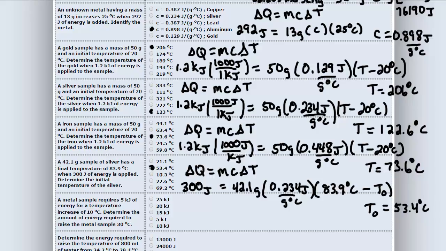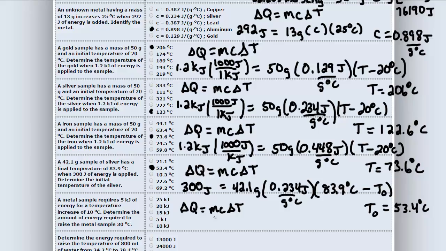A metal sample requires 5 kilojoules of energy to increase the temperature 10 degrees. Determine the amount of energy required to raise the metal sample 30 degrees. Well, we have a formula, delta Q is equal to MC delta T. Now we don't know what material it is, but it's a metal sample, and this same metal sample goes through a different change in temperature. We don't know the metal, and we don't know how much of the sample we have. But we do know that when we apply energy to that sample, the temperature changes.